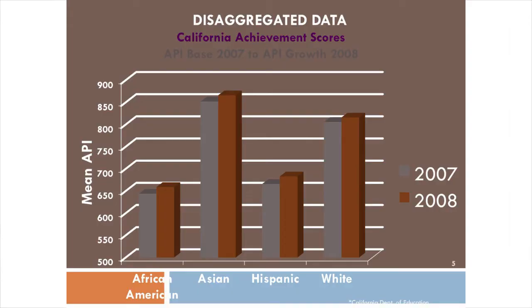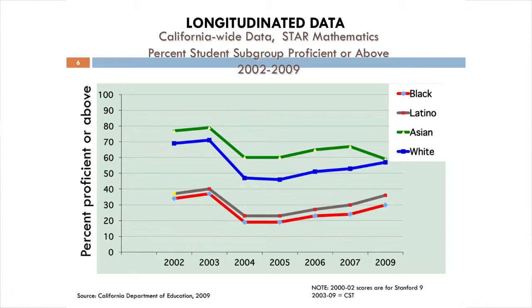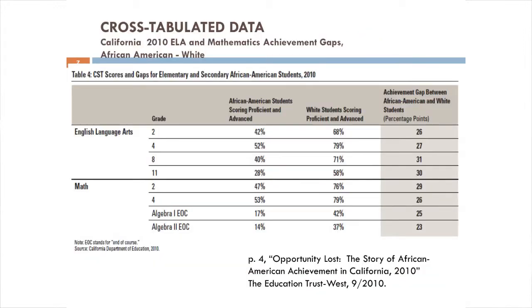So an example of disaggregated data, that's where we separate data by race so that we can see whether or not there are gaps. And longitudinated data, which is a made-up word, right? But it's data looking at data over time, again, so you can see patterns and whether or not there are any gaps in the data. And then cross-tabulated data is where you do comparisons across multiple data sets so that you can see, again, whether or not there are disproportionate gaps.